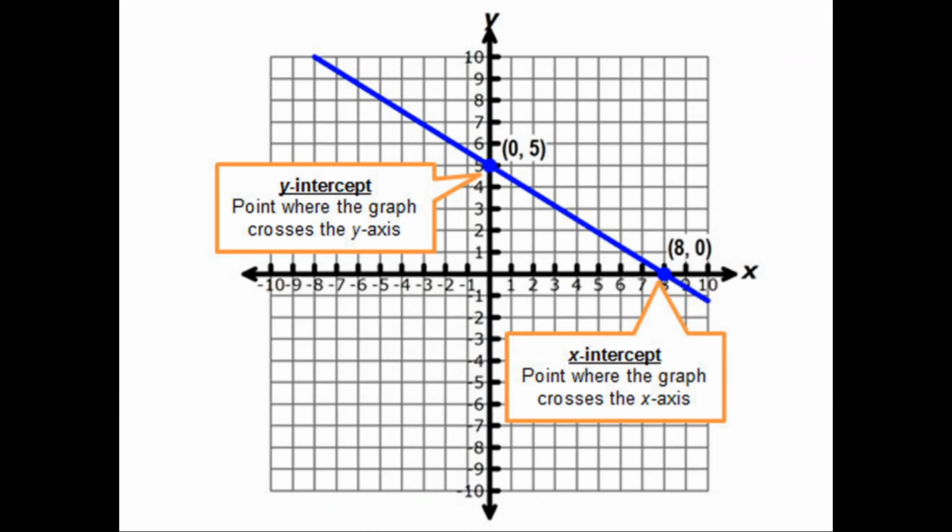What is the y-intercept? It is simply the point where the graph crosses the y-axis. So in this example here, you see that this straight line represented by the blue line crosses the y-axis at the point 0,5. Since there is a y-axis, then there is also an x-axis for every straight line. The x-intercept is the point where the graph crosses the x-axis. So in this example here, that is the point 8,0.